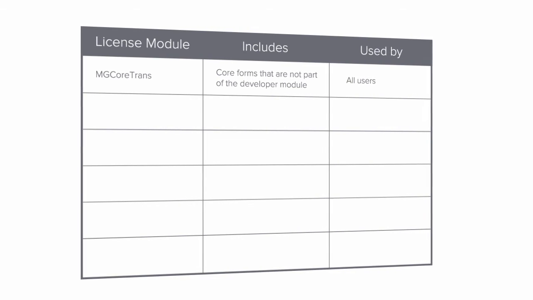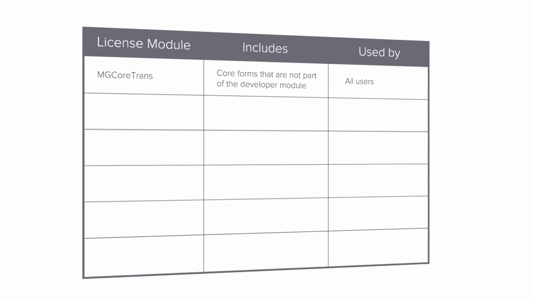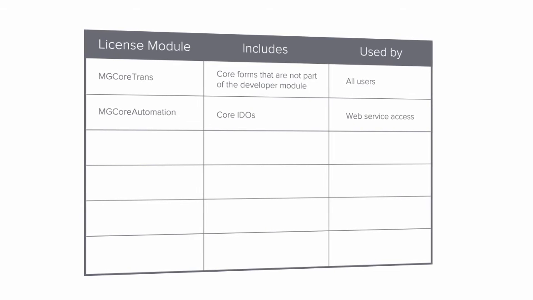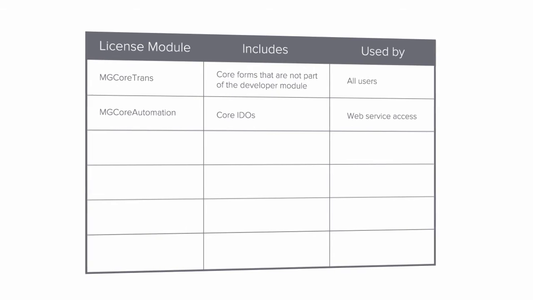Because it is typically assigned to all system users, you can restrict access to forms and IDOs using group and individual user authorization settings. More on that in a few minutes here. The MG Core Automation license module provides access to just the core IDOs. Use this license when you want to grant access to just the IDOs in your system by external applications.